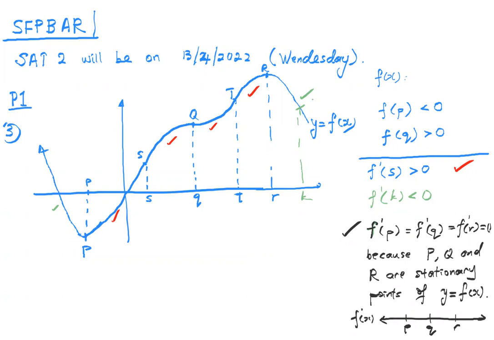Along the red tick is positive. So the red tick starts from P to R. So positive, positive. And here, negative, negative. Am I right? So that's how I analyze. So there's a lot of analysis that needs to be done.